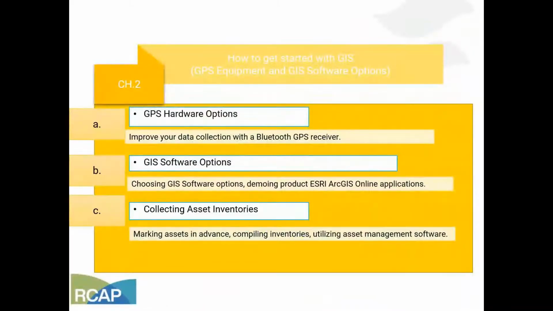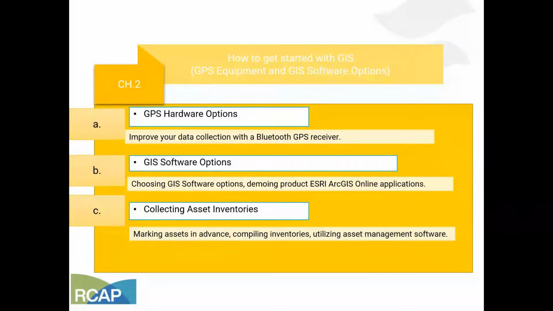All right, so how to get started with GIS. We're going to look at two main components of it: options for GPS, which is going to help you with your data collection, and then GIS software options. We're going to talk about a couple of them, but then we're also going to demo some from Esri. It's called ArcGIS Online, which is where these applications come from.